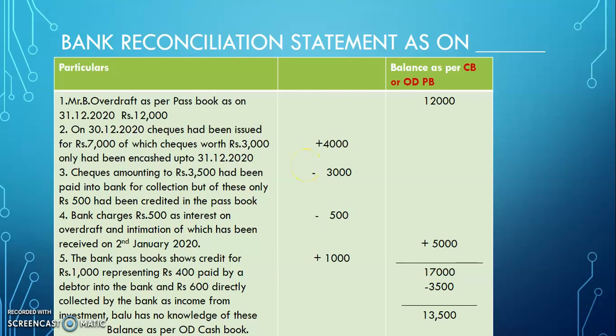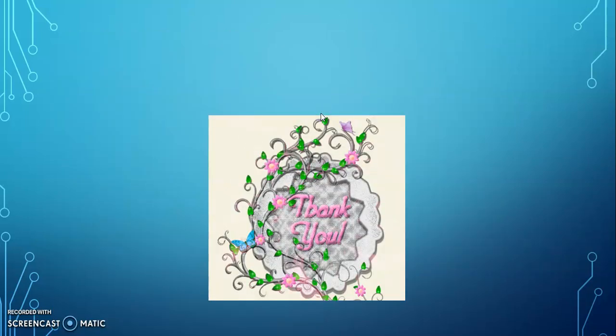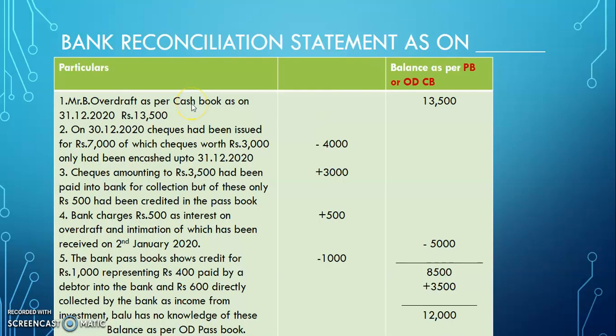In the next problem we have to take the balance as per overdrawn cash book 13,500. So from that we have to find out the overdrawn as per passbook. So we have to apply the opposite rule. So overdrawn as per cash book balance is 13,500. So from the previous problem, what are the amounts we have to add? Here we can deduct that amount. What are the amounts we have to add? We have to deduct, and what are the amounts we have to deduct? Here we have to add that amount.